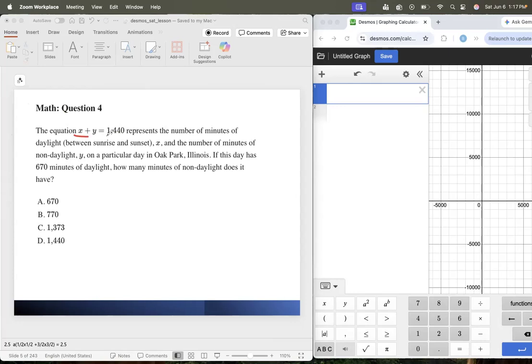Question 4. x plus y equals 1440 represents the number of minutes in daylight and the number of minutes in non-daylight at a certain place in Illinois. If this day has 670 minutes of daylight, how many minutes of non-daylight does this have? It's just an equation they've given you. They said x plus y is equal to what?